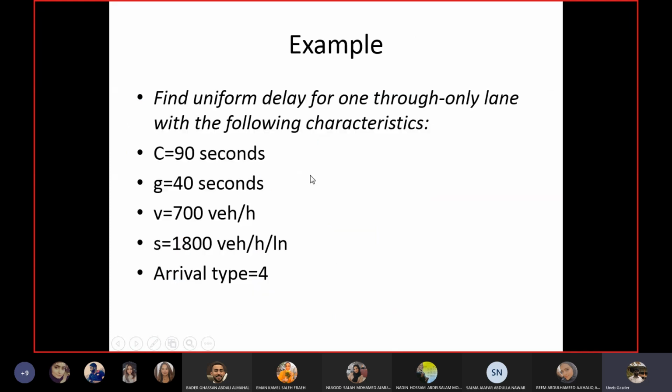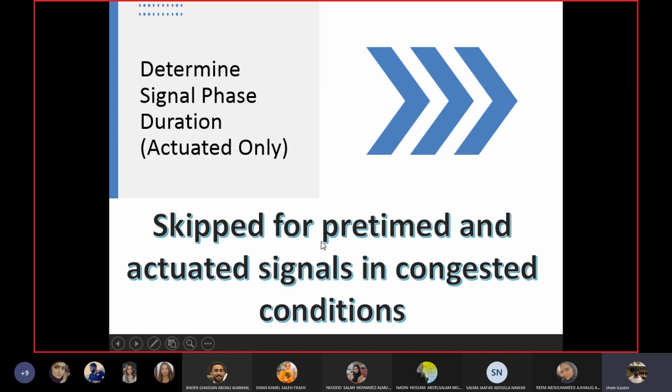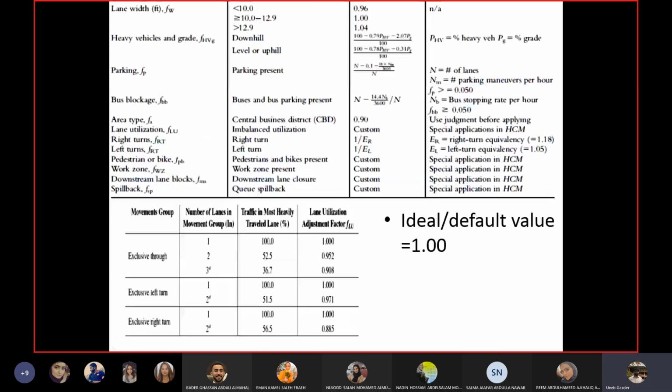Let us look at an example here. Uniform delay for a through-only lane with the following characteristics: 90 seconds of cycle length, 40 seconds of effective green, 700 vehicles per hour, 1800 is the saturation flow rate, and we have arrival type 4. Since no other conditions are given, I'm assuming this is the adjusted saturation flow rate, which is already given. If I go back, what are the things I need? I need the adjusted flow rate, which I already have.